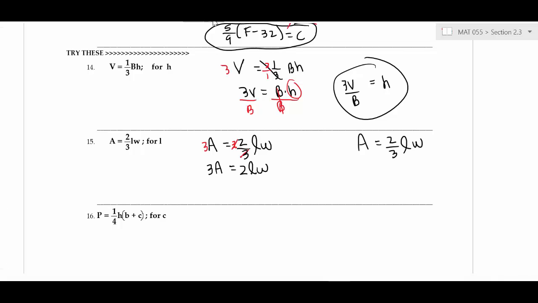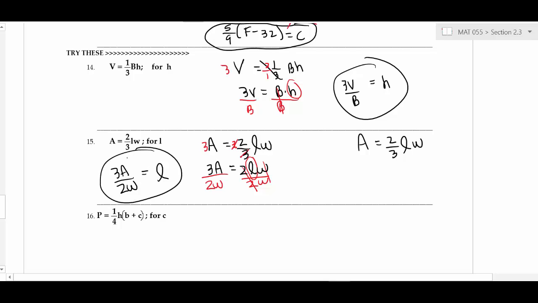Now if you're going to get L by itself, what do you need to do? Divide by 2w, right? That would be one way, and that would get L by itself. So one acceptable answer would be L equals 3a over 2w. That's probably the best way to do that problem: not worry about the 2 in the beginning of the problem, just worry about the 3 and get rid of it.